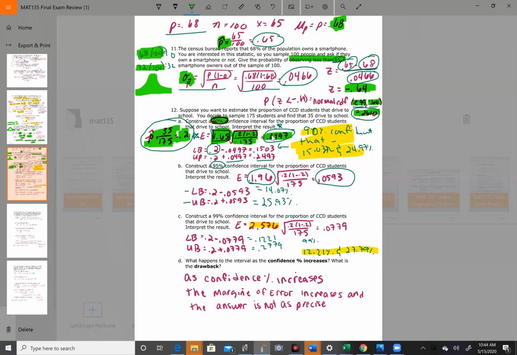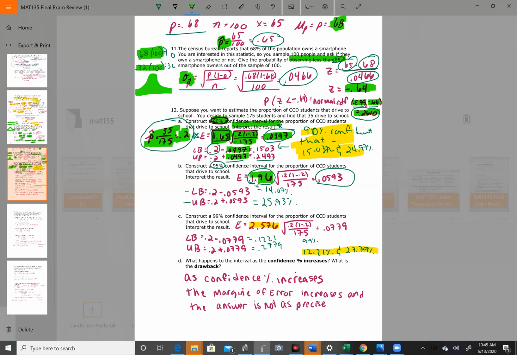In order to find our lower bound and our upper bound, we subtract the margin of error from our p hat to find the lower bound and add it to our p hat to find the upper bound. And you must interpret your result, and that's here in yellow. We are 90% confident that the proportion of CCD students that drive to school is between 15.03% and 24.97%.